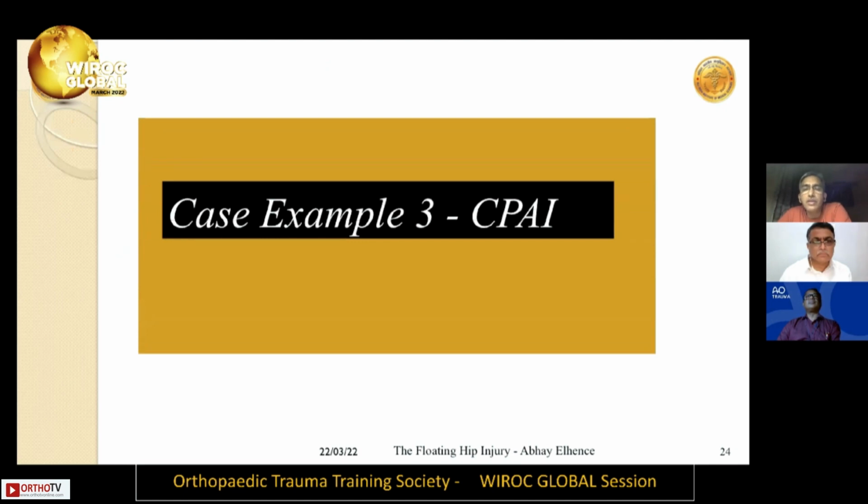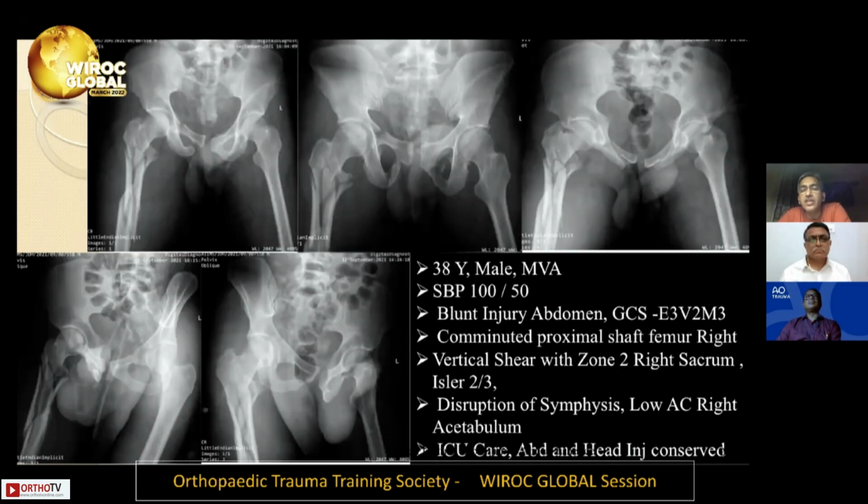Another case example, the type 3 injuries, where you have a combined pelvic-acetabular injury with a femur fracture. And this again was a 38-year-old male, another motor vehicle accident, had a systolic blood pressure of 100 by 50 on presentation, had a blunt injury abdomen, had a comminuted fracture shaft femur with a vertical shear injury and a zone 2 fracture of the right sacrum, which was an Isler grade 2 or 3. And had a disruption of the symphysis and a low anterior column fracture of the right acetabulum.